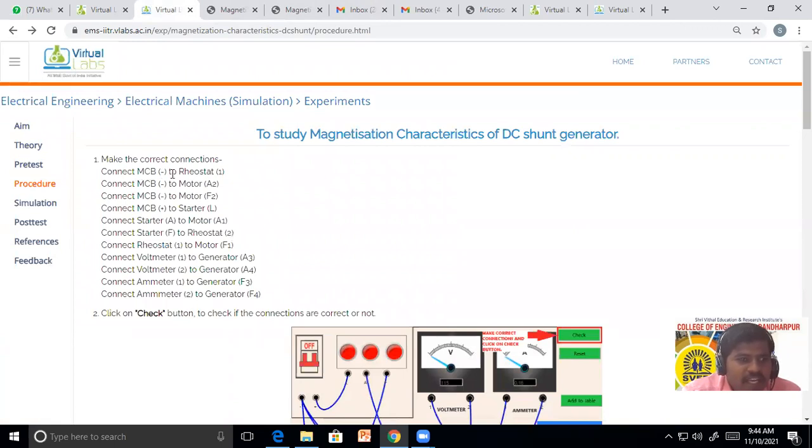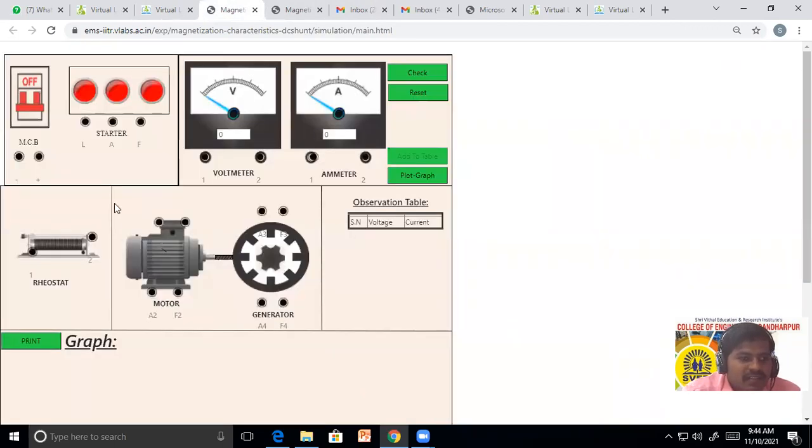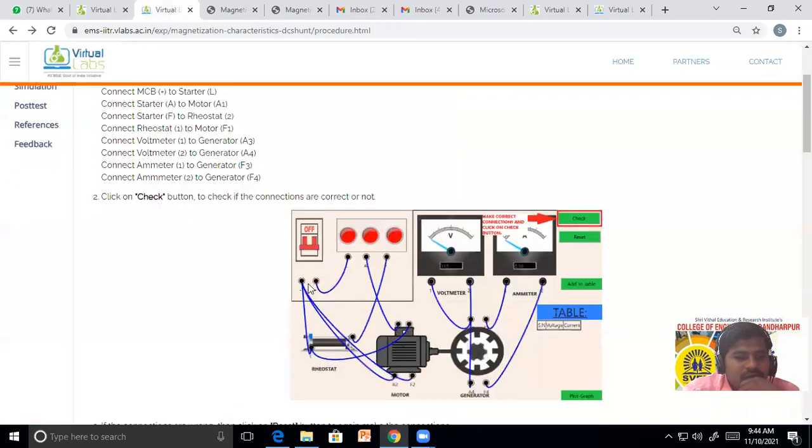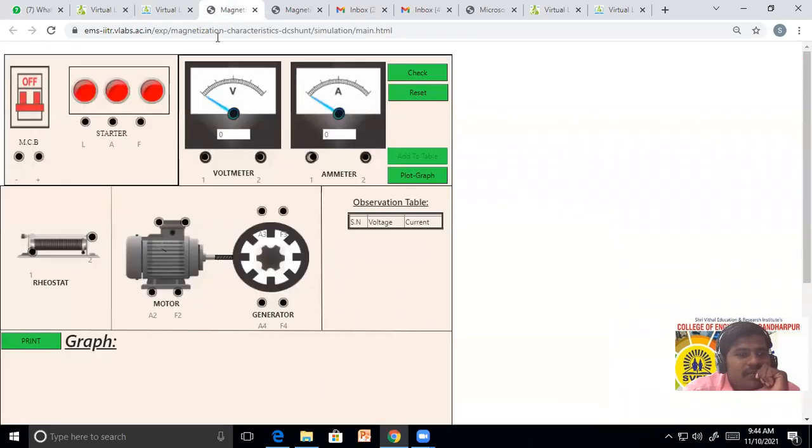Now see the connection. Connect MCB negative terminal to the rheostat one. See, आपण connection करणार आहात. So this is the connection diagram here. This is the positive and negative terminal of the MCB. So the positive terminal of the MCB is connected to the L terminal, that is the L terminal of the starter.